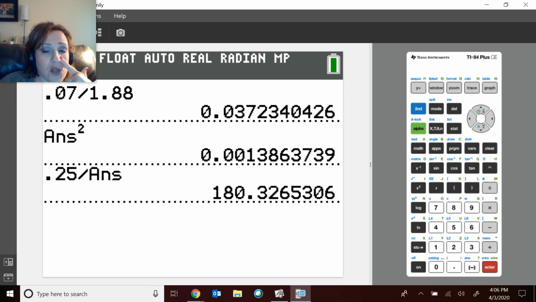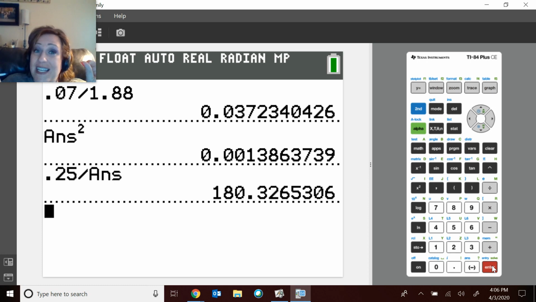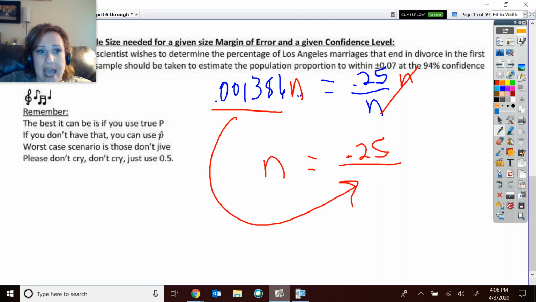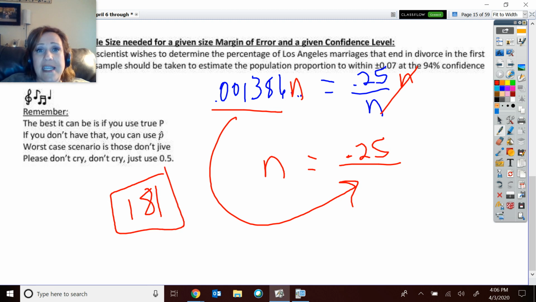And I've got 180 and a third people. Can you have a third of a person? No. If I go lower than that, I am not going to be accurate enough. So 180 is not accurate enough. 181 then is what I have to have to be accurate enough. So the minimum is 181.